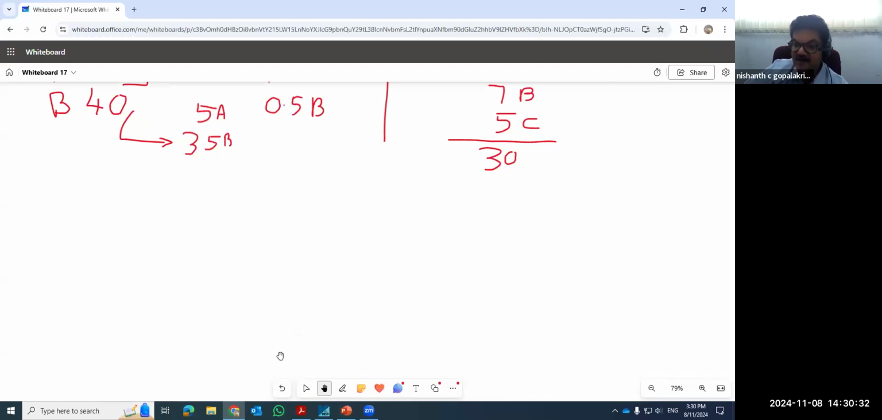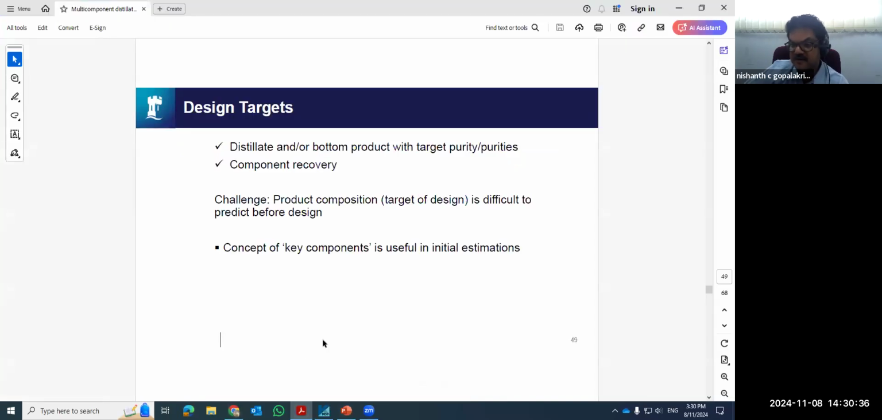But your feed might be 6 or 7 different components. So in that case, it's fairly difficult to predict how much of each component goes to the top. Because of that, we use the concept of key components to get an initial estimate on how the components will be distributed in the distillation column.